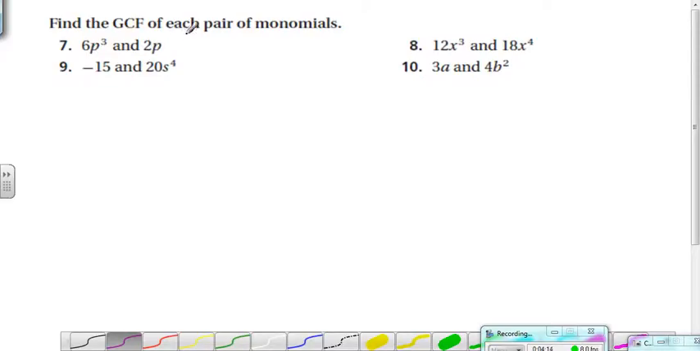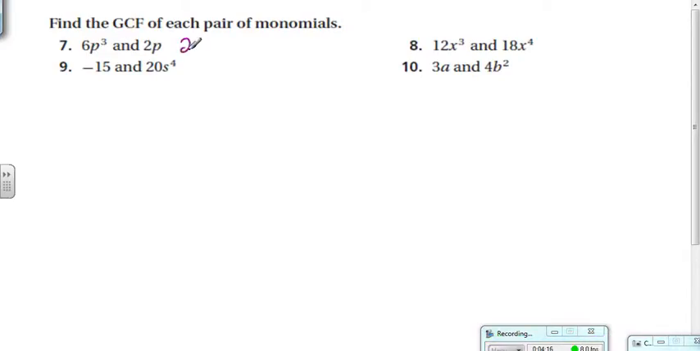I know 2 goes into 6, so I know between the numbers it's a 2. Between a p cubed and a p, there's 3 p's, there's 1 p. The most amount of p's they can have in common is 1, so the GCF is 2p.